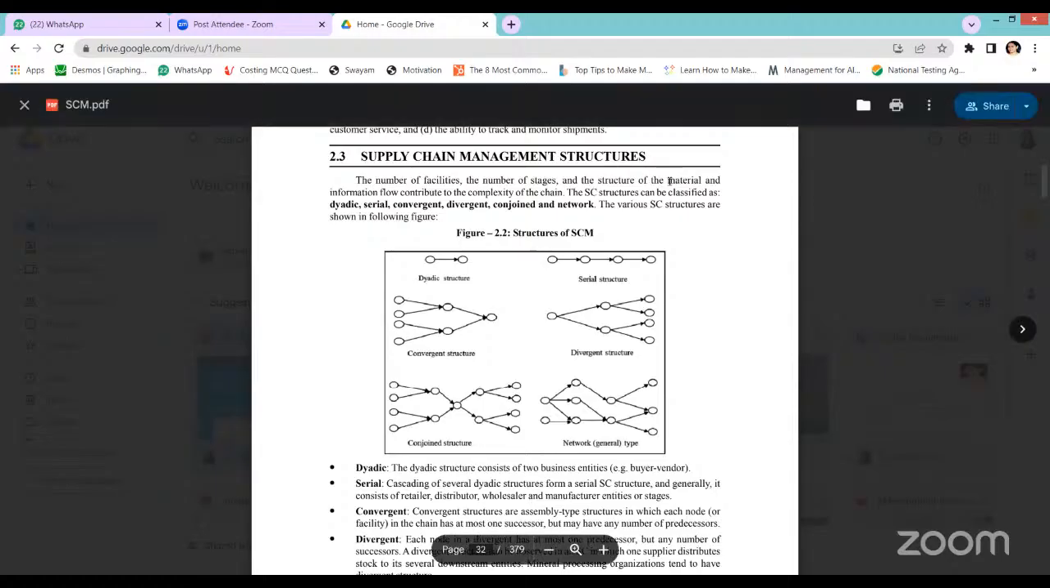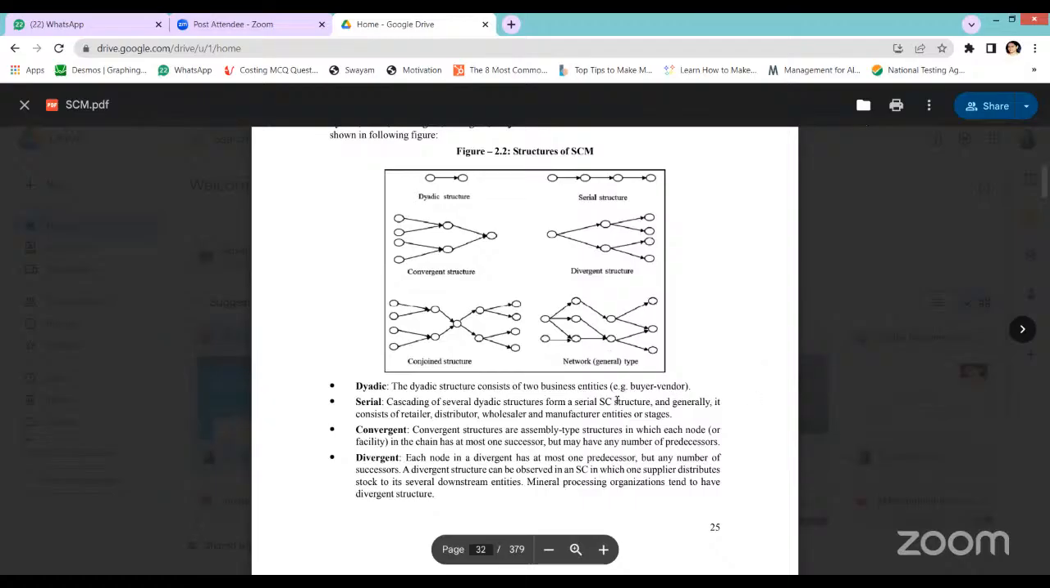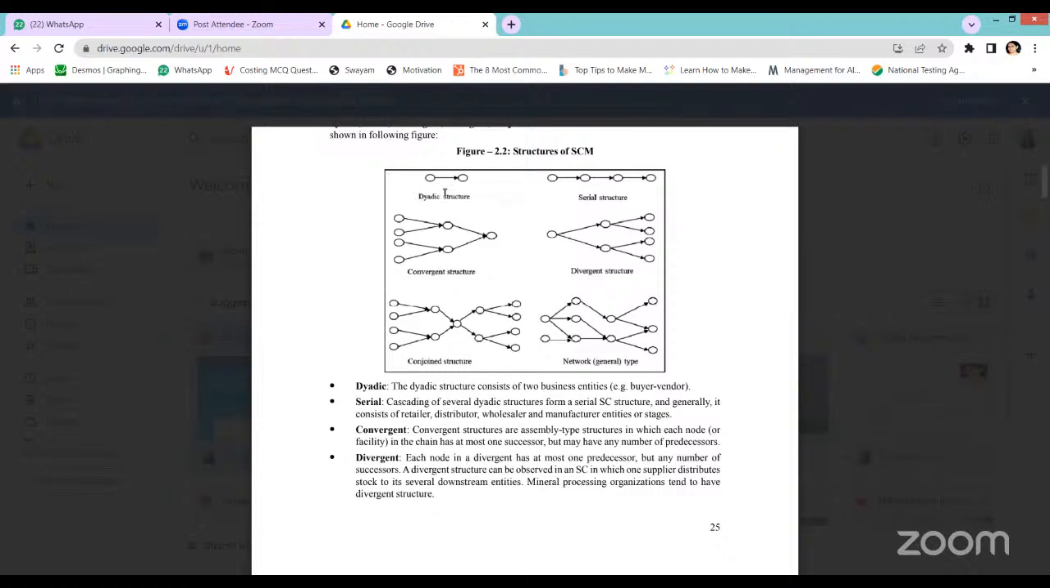The number of stages, the structure of the raw material and information flow all contribute to the complexity of the supply chain. So the structure can be classified as dyadic, serial, convergent, divergent, conjoint, and network. Let us understand this. Here it is given very simply. You need not repeat every sentence. Simply give the subheading, remember these titles and headings, and write what exactly it is.